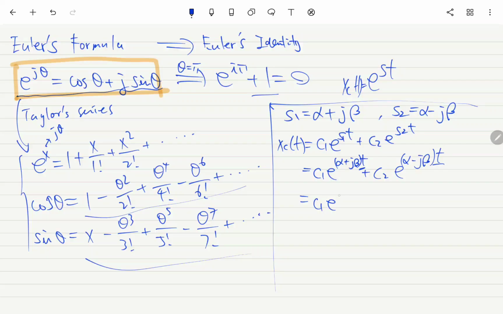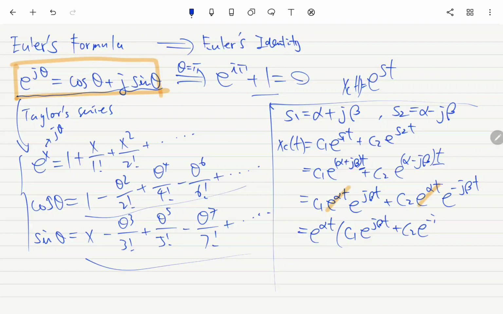Okay, so first we should have e^(αt) e^(jβt), and then plus C2 e^(αt) e^(-jβt). So it is straightforward algebraic computation. Here we have this common factor, so let me put it in the front. So e^(αt), and then we have C1 e^(jβt) plus C2 e^(-jβt).